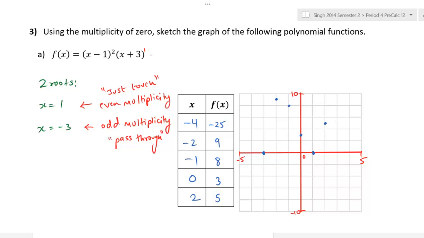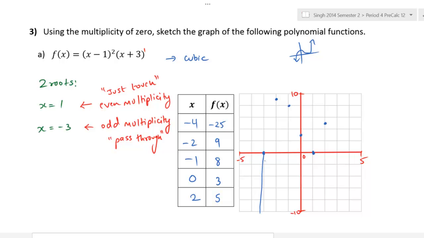Because I know this is going to be a cubic function when I expand it, and it has a positive leading coefficient, I should get a shape that kind of looks like this. And I can confirm that when I connect the dots. I know I had a point all the way down here, so I'm going to start over here.